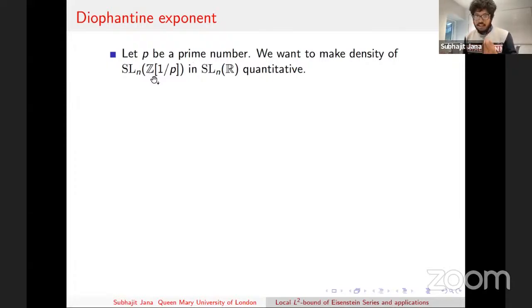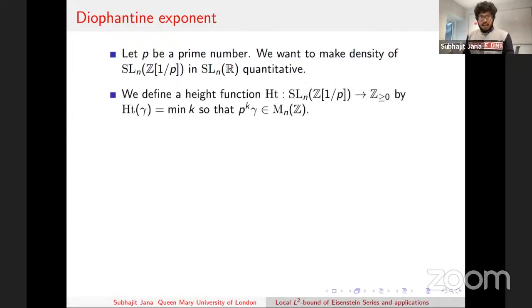So how do we make a density quantitative? We have in mind the Dirichlet type approximation. So if we want to approximate a given number in SL_n(R) with a given approximation error, say epsilon, how complex the rational points in SL_n(Z[1/p]) have to be. So that's the basic qualitative question. So let me define first some parameters or measurements of complexities and approximations.